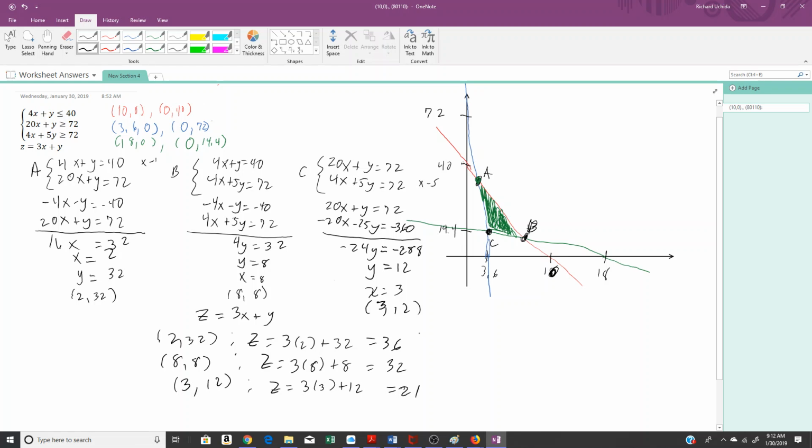So this tells us that our minimum value is 21 at the point (3, 12), and our maximum value is 36 at the point (2, 32).